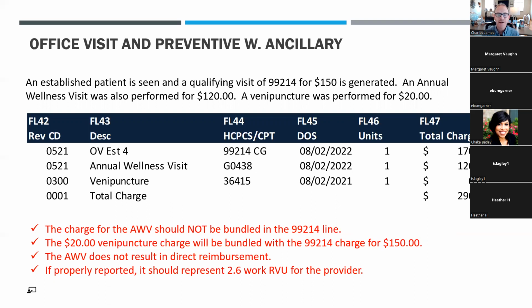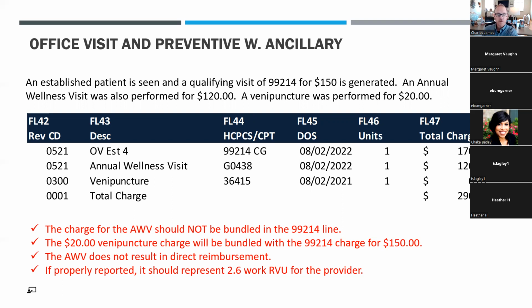It does not matter what order these line items are in. The office visit can be last, of course before the total charge. But if, for example, our practice management system pulls these out in order of the revenue code and the venipuncture would come first, that's fine. It's just that we have to get the CG modifier and the amounts bundled properly. Otherwise, we can have these in a different order. This is how to properly report an office visit with an annual wellness visit. It also gets a venipuncture at the same time.